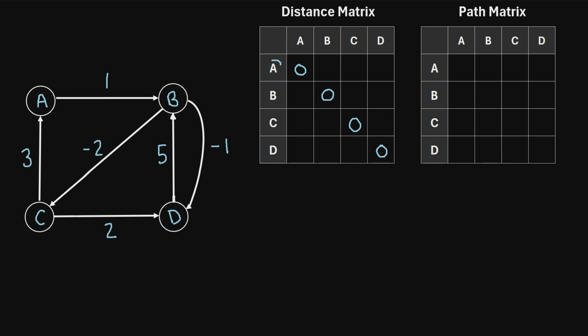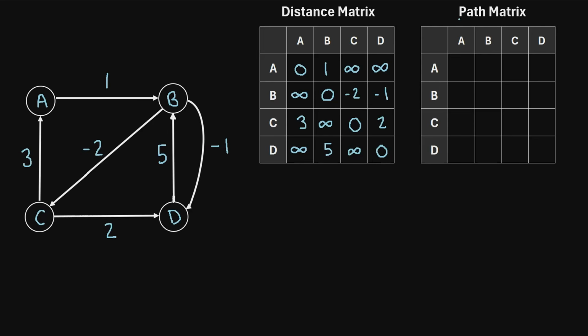Then we ask ourselves, okay, what's the distance from node A to node B? To figure that out, we just see, is there a direct edge from node A to node B in the graph? And we can see that there is, and it has a distance of 1. So to go from node A to node B, that's a distance of 1. Now to go from node A to node C, we can see there is no direct edge from node A to node C in the graph. So initially we'll just say that this distance is infinity. And then to go from node A to node D, there's also not a direct edge in the graph going from A to D, so that distance will also be infinity to start with. And we'll repeat this process to fill in the rest of the distance matrix.